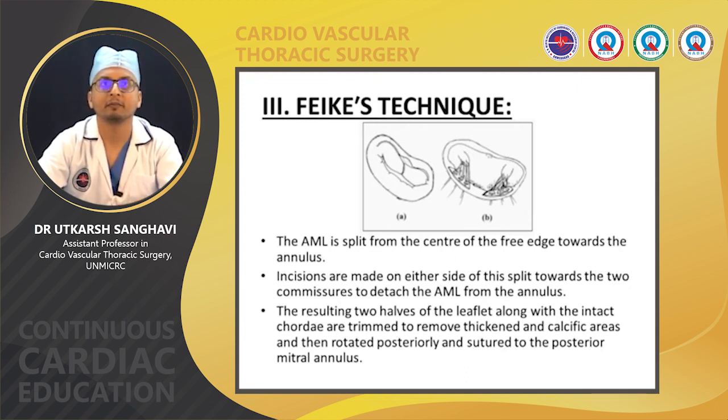In David's technique, we were incising at the base of the leaflet and extending toward both sides. Here we start from the edge of the leaflet and go towards the annulus and extend the incision on both sides towards the commissures. The resulting two halves of the leaflet along with the intact chordae are trimmed to remove the thickened and calcified areas, and the remaining tissue left after decalcification and debulking is then rotated posteriorly towards the PML and sutured to the posterior mitral annulus.